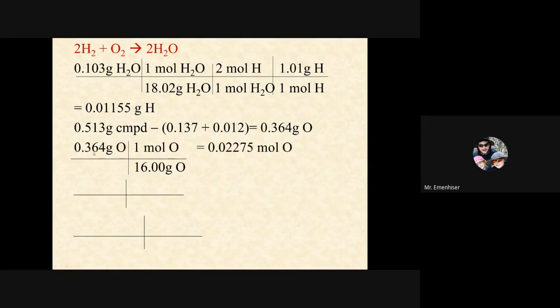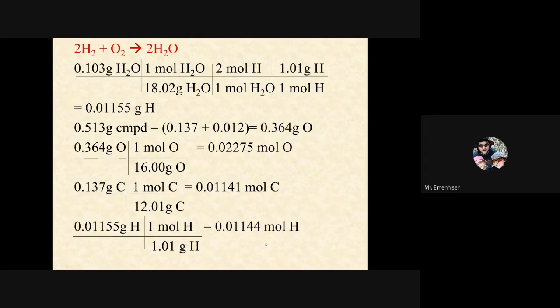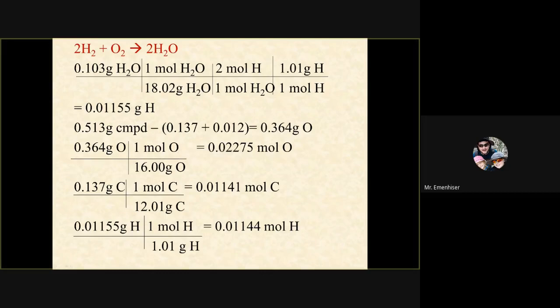Let's do it. So we got 0.364 grams of oxygen divided by its atomic mass. We get that many moles of oxygen. We can take the carbon, we get moles of carbon. We take the hydrogen, get moles of hydrogen. Now I'm going to do this on here. The lowest number is 0.01144. Divide them all by that lowest number because you want the lowest whole number ratio. So that's how you do it. Okay.